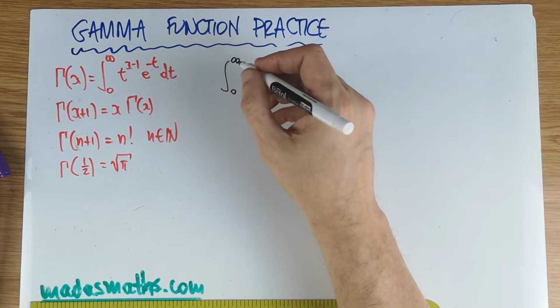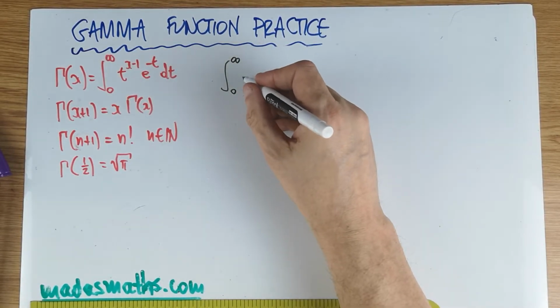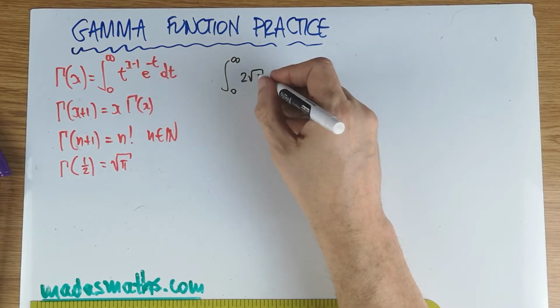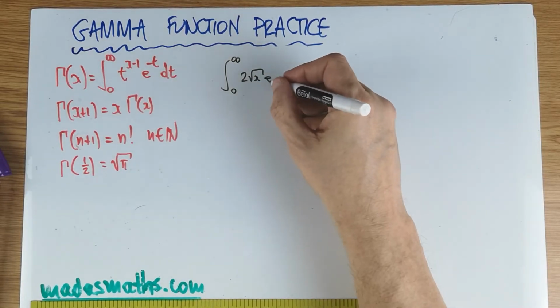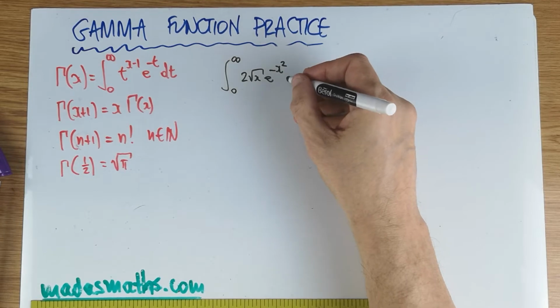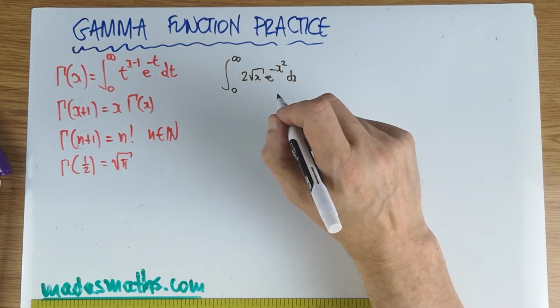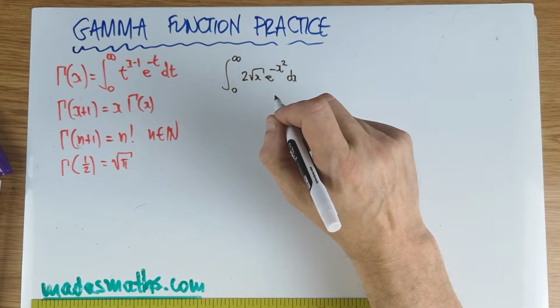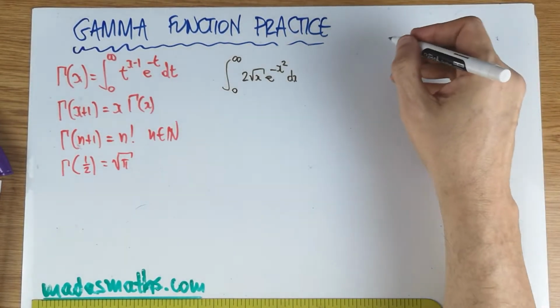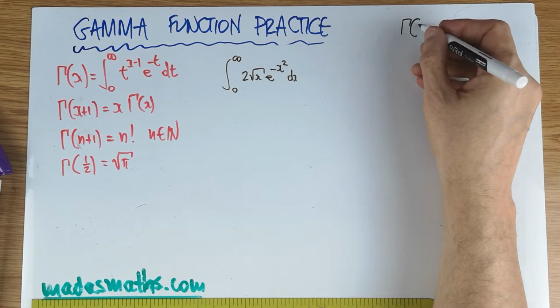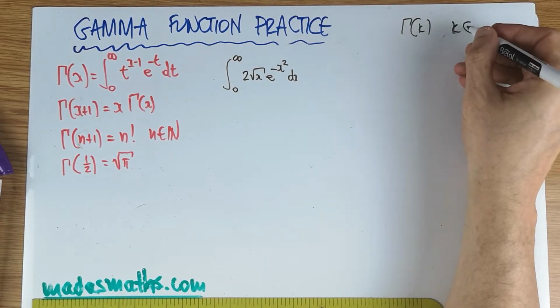I'm looking at the first question on my screen: the integral from 0 to infinity of the square root of x, e to the minus x squared dx. The question says, by using techniques involving the gamma function, find the exact value of that. Give the answer in the form gamma of k, where k is a rational number.